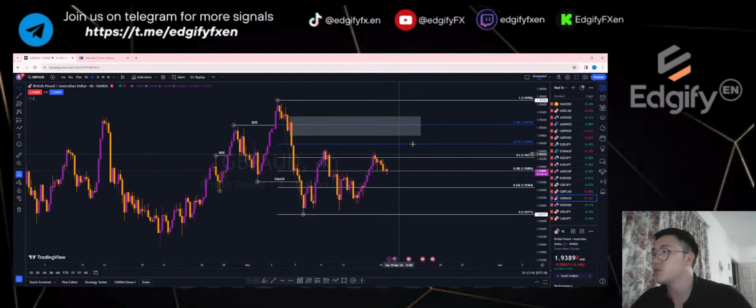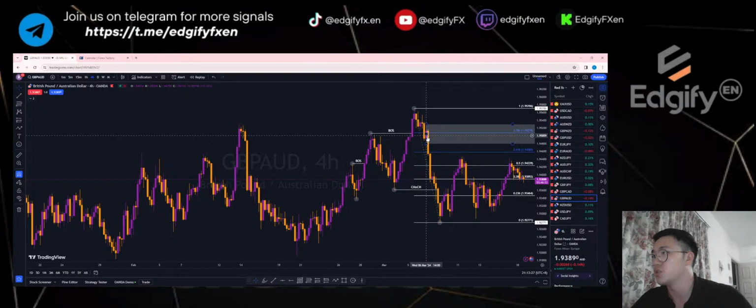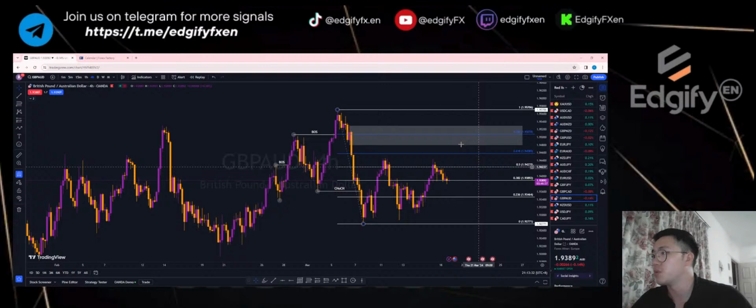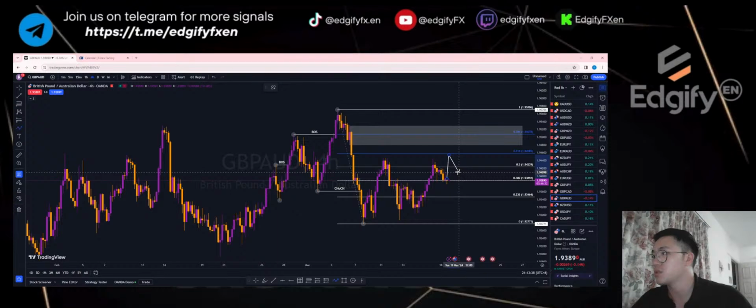GBP AUD, waiting for a sell, definitely at this level here, because this is our only supply level. These are all bearish candles, and this is the only bullish one here, and we have another one here, right? But this is the one that correlates in between the zone. So we'll be looking for sells, same thing that we want to look at, something like this.